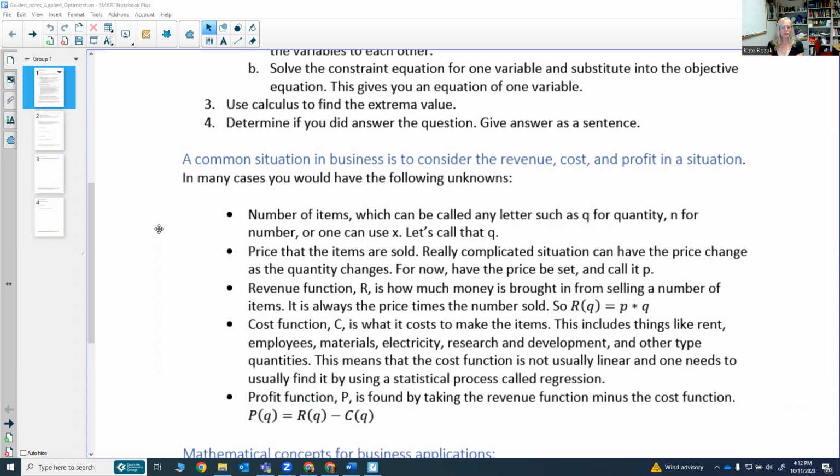The revenue function, R, is how much money is brought in from selling a number of items. It is always the price times the number sold. So R of Q is equal to P times Q.